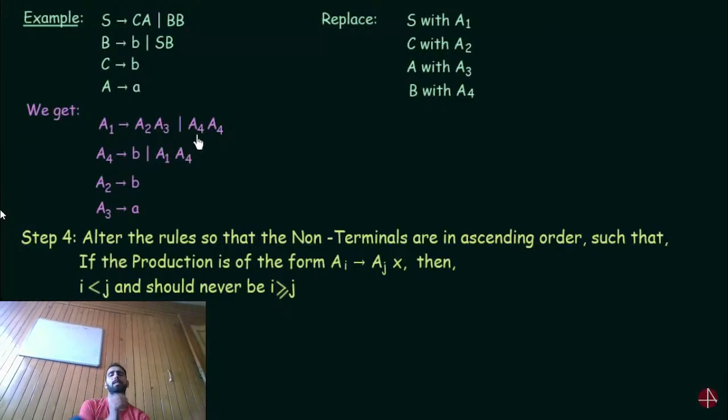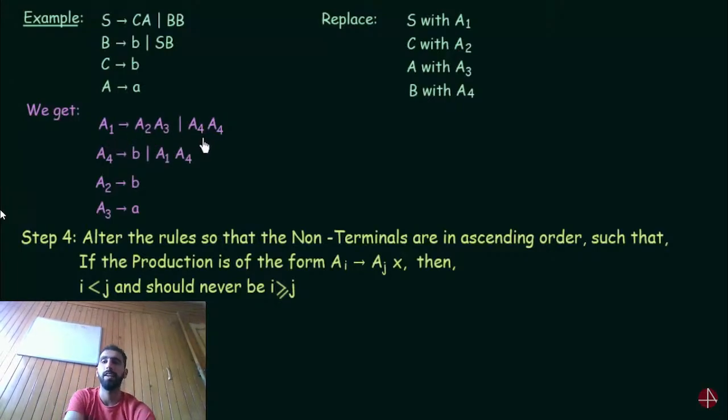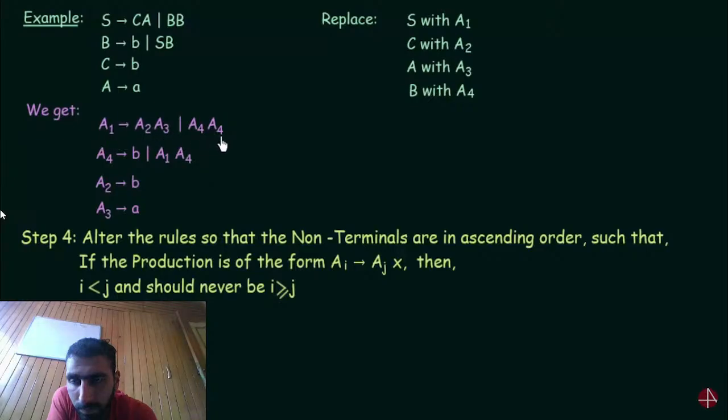And let us see for the next one. A1 gives A4 A4. So you have to just look at A1 and this A4 over here. So here i is 1 and j is 4. So 1 is less than 4. It is also in ascending order. So it is following the rule that is mentioned in step number 4. So we are fine with this first production. And now let us check for the second production.